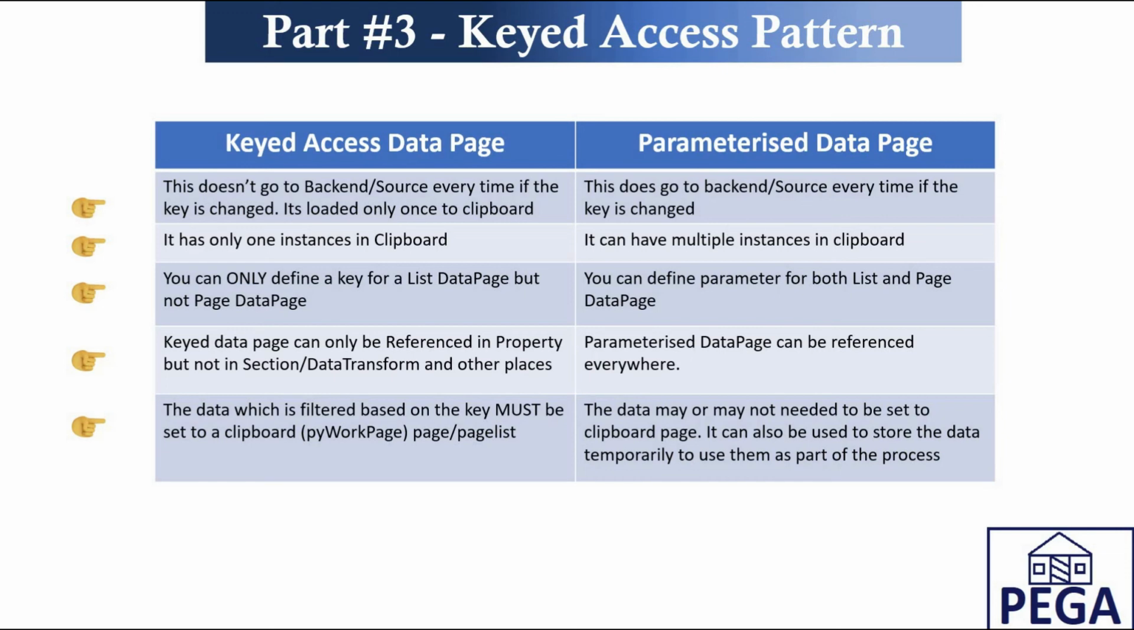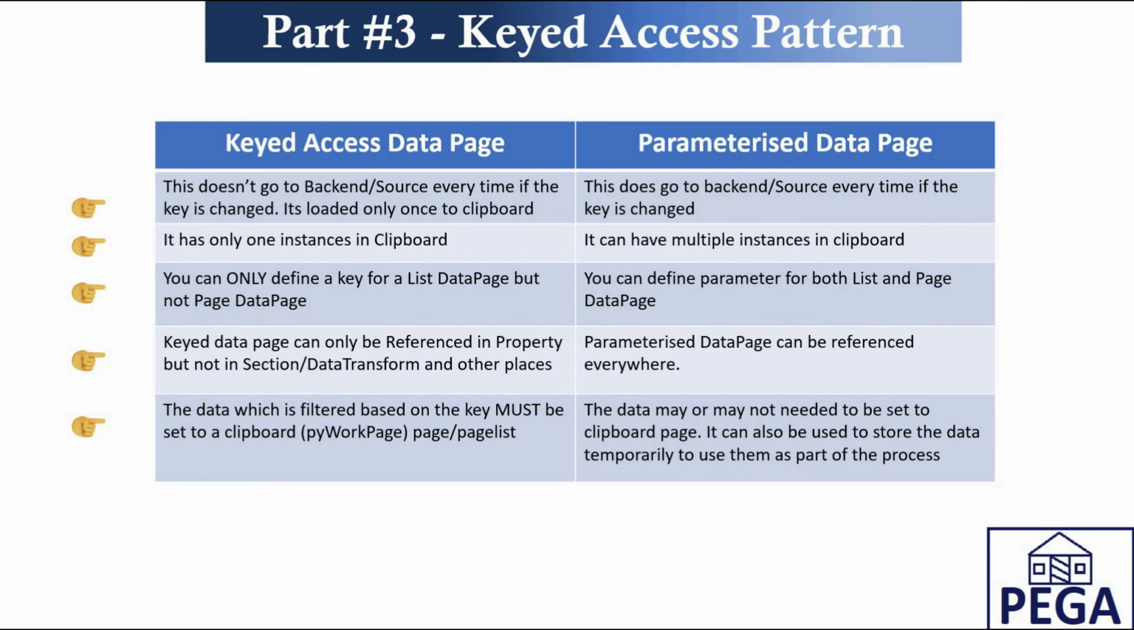That's a different story. Once it comes and is loaded in the clipboard, then it also doesn't go. But if the parameter changes, definitely it is going to do a trip to the backend and get the detail. Now, keyed access database is only going to have one instance in the clipboard, because, as you would have already known by now, it doesn't work in a parameterized way. So it loads all the data on the clipboard, and then based on that it filters. However, in the parameterized database, depending on the configuration of the parameterized database, you can have more than one instance in the clipboard, as we have seen multiple times.